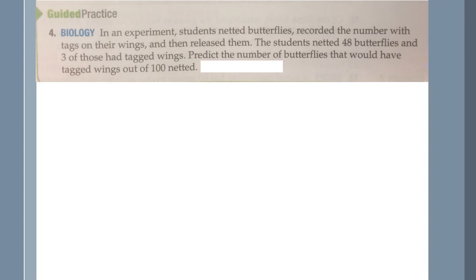In an experiment, students netted butterflies, recorded the number with tags on their wings, and then released them. The students netted 48 butterflies, and 3 of those had tagged wings. Predict the number of butterflies that would have tagged wings out of 100 netted. Okay, go ahead and hit pause here, and you try this one on your own.